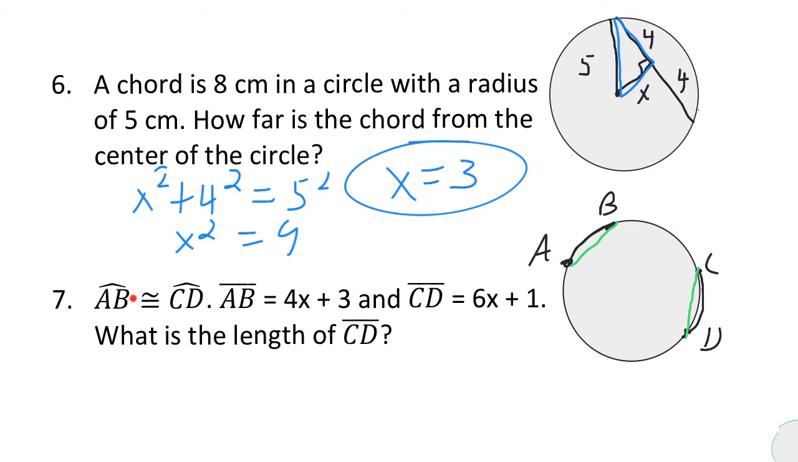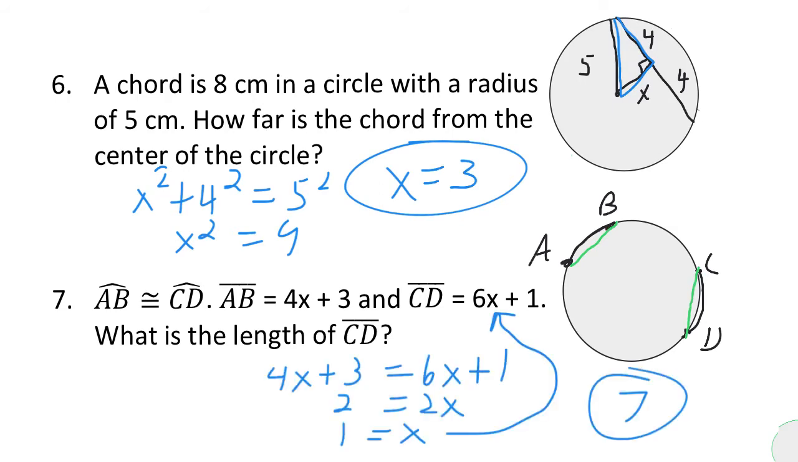In question 7, I have these two arcs. The arcs are the same amount of degrees. So here are the segments. So how do the segments compare? If the arcs are the same, then the segments are also the same length. So we put the two algebra pieces equal to each other, solve it out, but don't forget to answer the question, what's the length of CD? So plug it in to get your final answer.